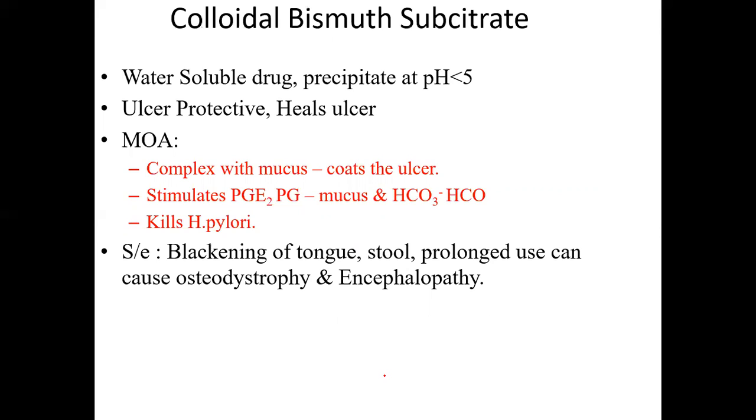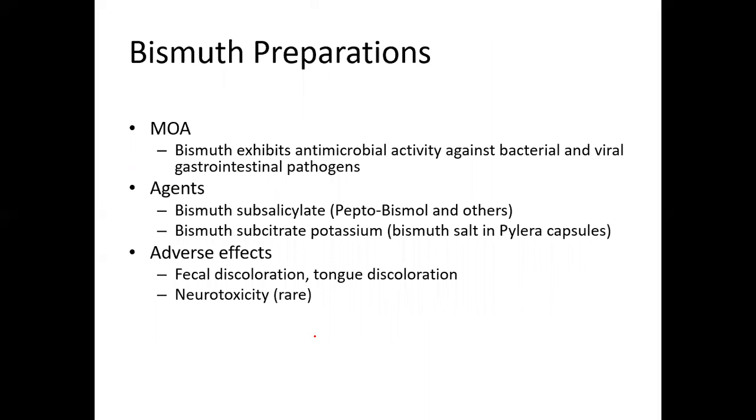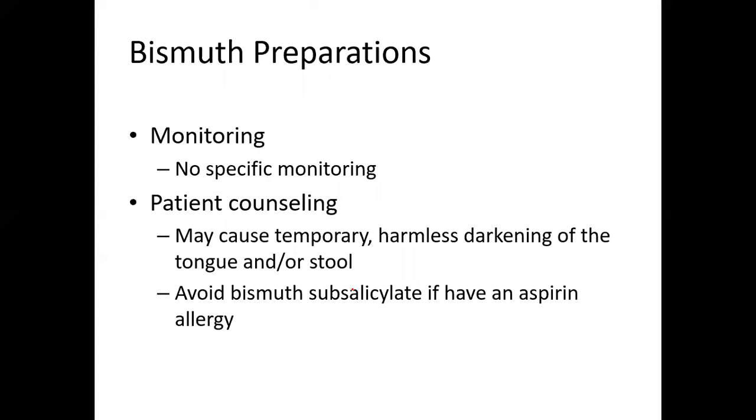It forms a complex with mucus, coats the ulcer, stimulates prostaglandin formation and mucus production, and also kills H. pylori. It has a major side effect that it causes blackening of the tongue and stool. Prolonged use of this particular drug could lead to osteodystrophy and encephalopathy. So that is why it is not of much utility. These bismuth subsalicylate preparations also have antimicrobial activity against bacterial and viral gastrointestinal pathogens that we talked about earlier. And we have already talked about this fecal discoloration.